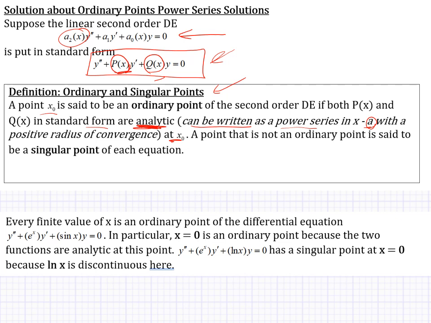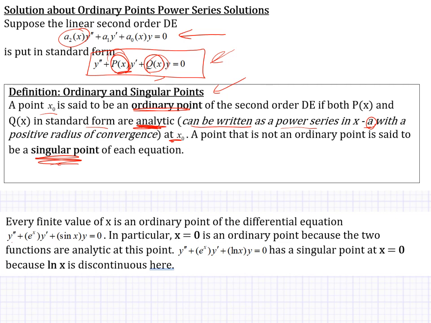Okay? So a point that's not considered to be ordinary, for which we can't find out where these two functions are analytic, is said to be a singular point. So we're talking about ordinary points and singular points, and it's all about whether or not these functions can be written as a power series centered at some value a.